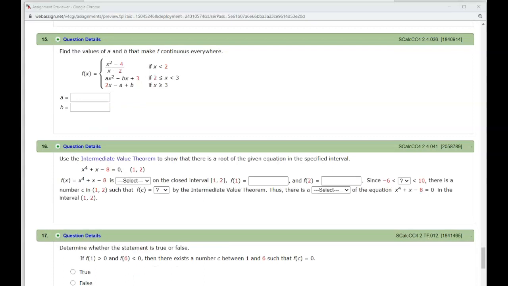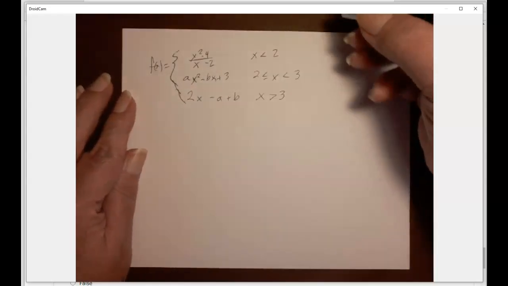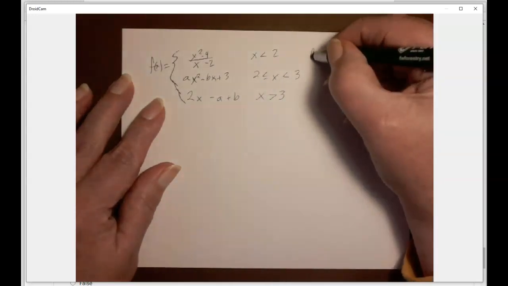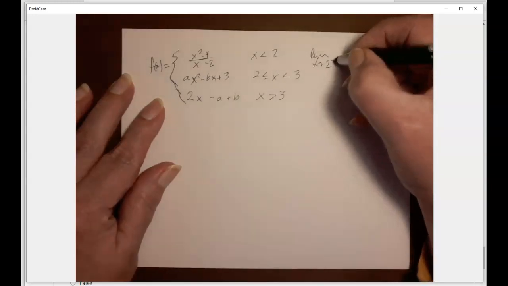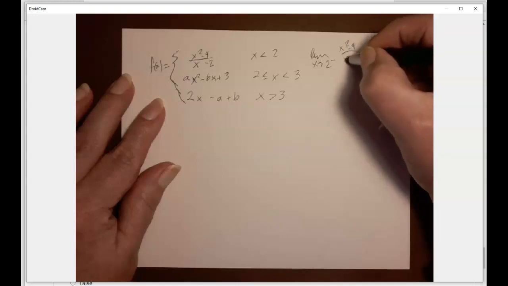I'm going to go to paper to work number 15, and you should be able to work this one on the test. So it says f of x is equal to x squared minus 4 over x minus 2. And I'm interested in the limit here. I want to know what the limit is as x goes to 2 from the left. I'm not interested in the right side at all. x squared minus 4 over x minus 2.